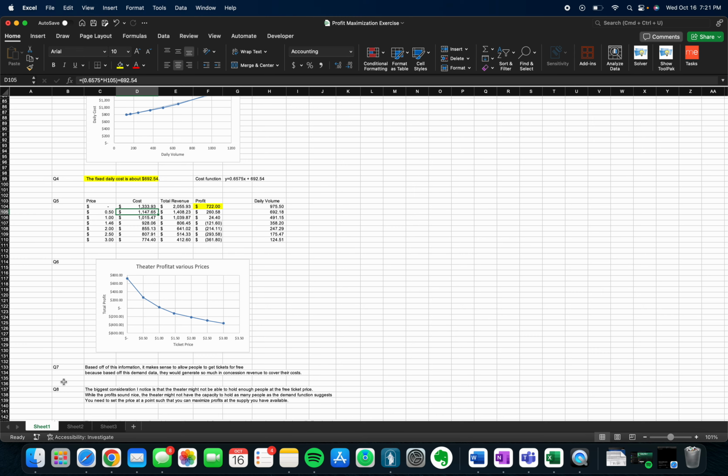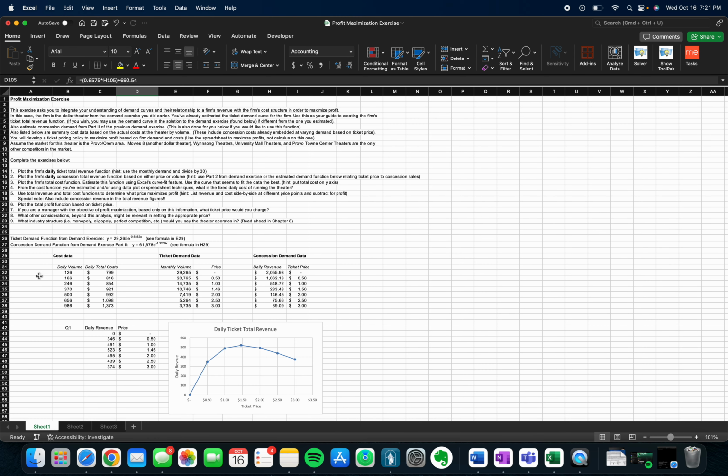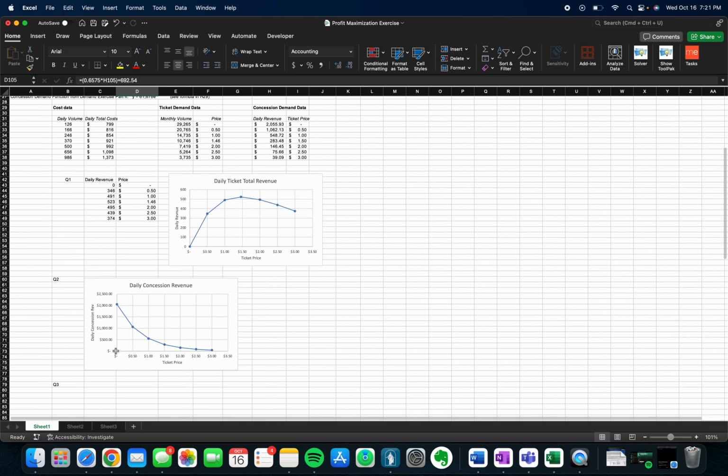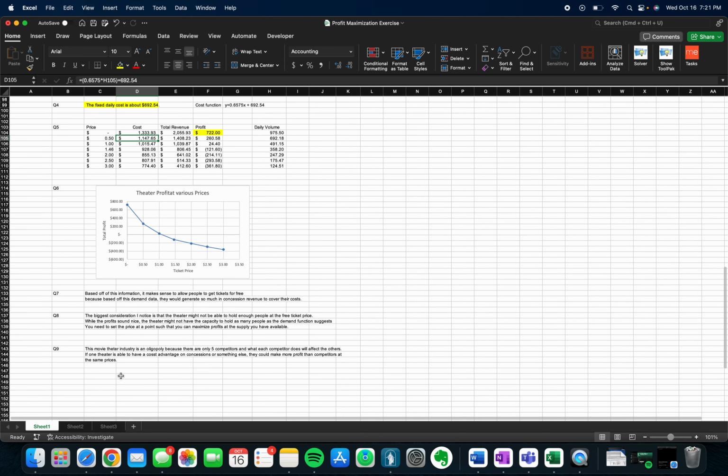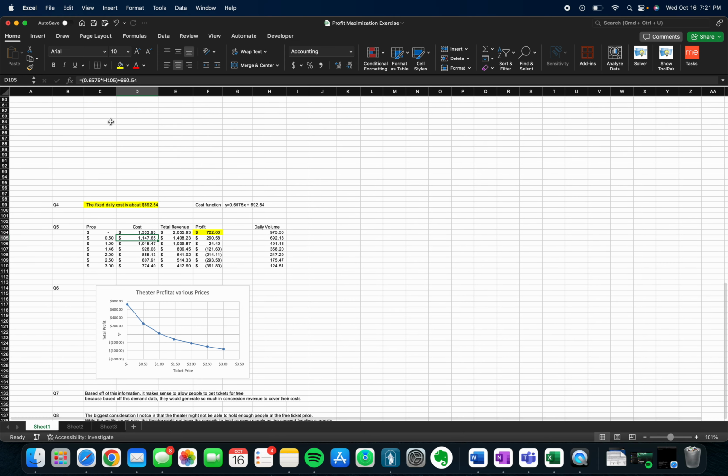$1.50 and beyond. And then question 7, it's asking you, if you're the manager with the objective of profit maximization with just this information, which ticket price would you charge? Obviously, the simple answer is to make the tickets free because you'll make the most in concessions.